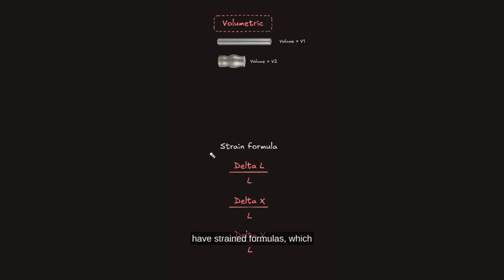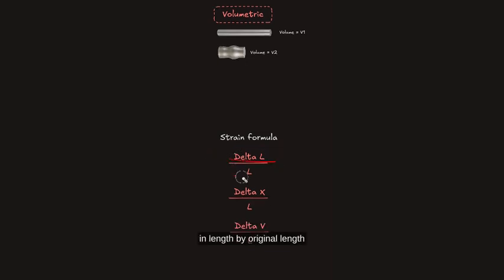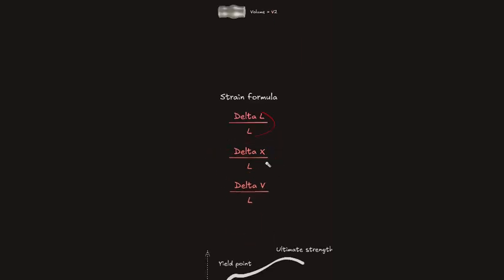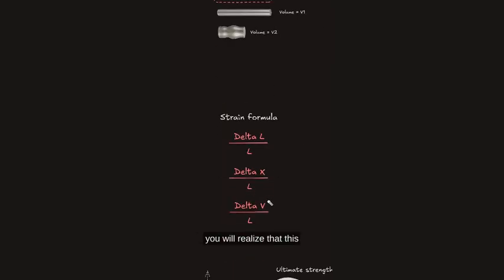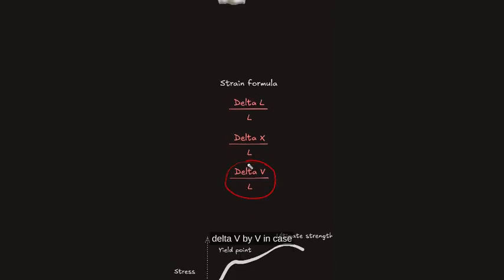At the end of the day, you have strain formulas. Strain is nothing but change in length by original length, for tensile and compression. In case of shear, it is delta x by L, where delta x is basically the displacement. So if I go back here, this is delta x, and L is the original length. If you do some quick math, you will realize that delta x by L is actually tan of theta. So tan theta is the strain in case of shear. And finally, you have delta V by V in case of volumetric strain. This has to be volume, I apologize for that. And these are the four concepts that you need to be aware of if you're reading this particular chapter.